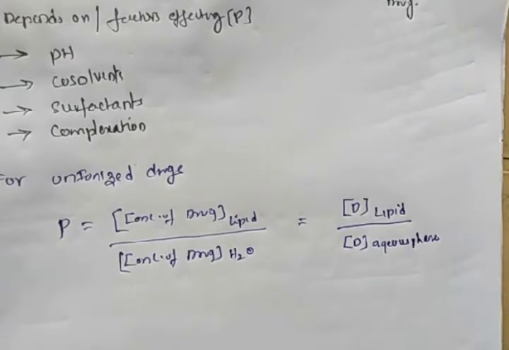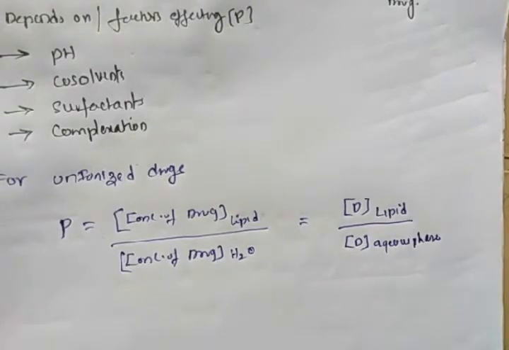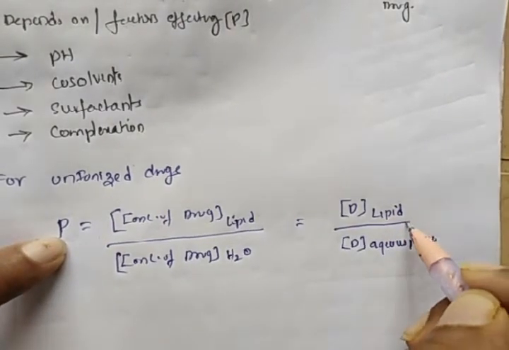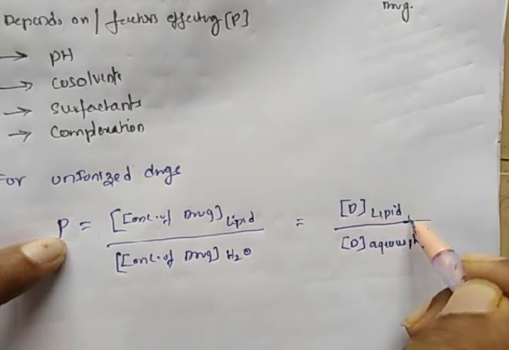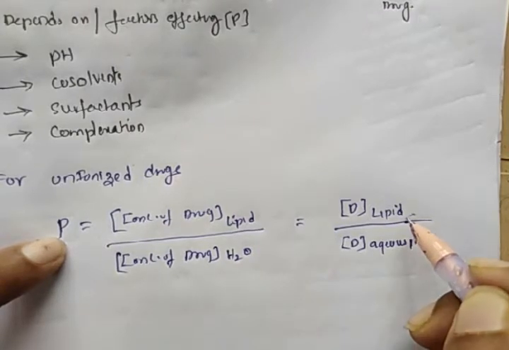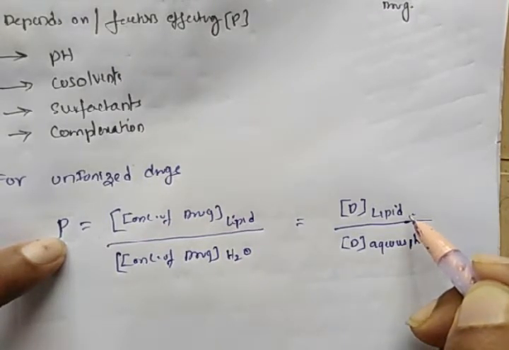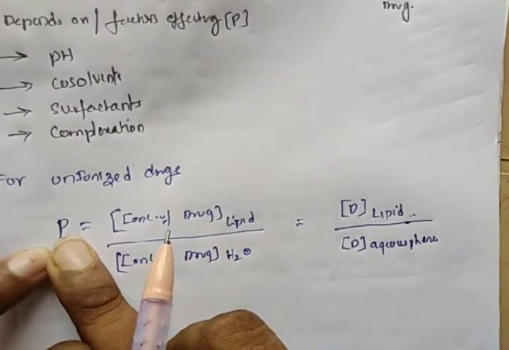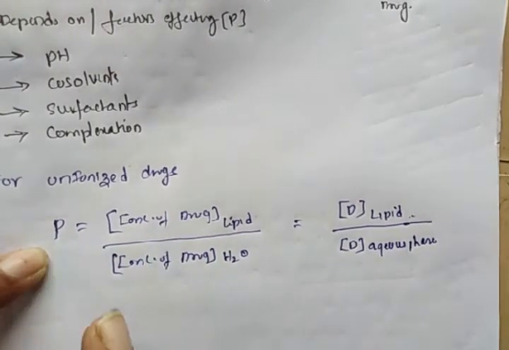When a drug dissolves more in the lipid phase, it has a higher partition coefficient value, such that if the concentration of the drug is more in the lipid phase, definitely the concentration of the drug in the aqueous phase will be less. As the drug shows more affinity or interest towards the lipid phase, the partition coefficient value will be more. So this is about the unionized form of drug.